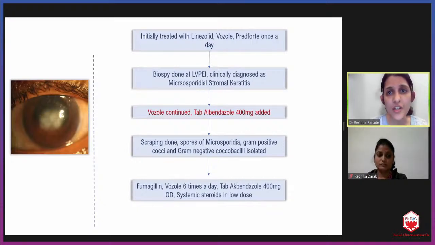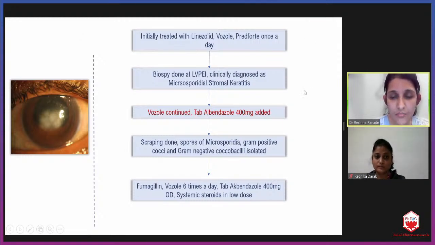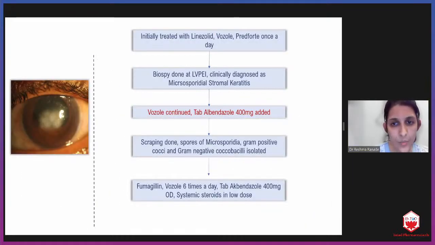So he was initially treated with linezolid, Vozol, Predforte once a day. He underwent a biopsy at LVPEI and he was clinically diagnosed as microsporidial stromal keratitis. Was continued on Vozol and tablet albendazole 400 milligrams was added. Scraping was done. Spores of microsporidia and gram-positive cocci and gram-negative coccobacilli were isolated. And he was then shifted to fumagillin, Vozol 6 times a day, and albendazole, and systemic steroids in low doses.